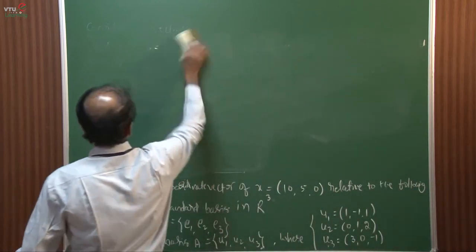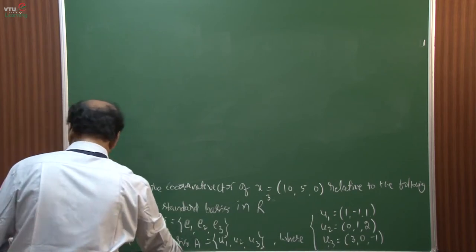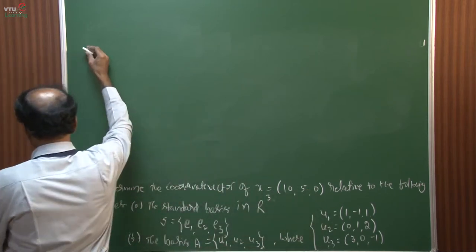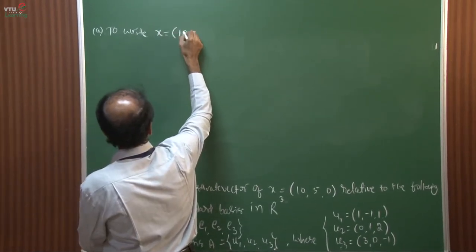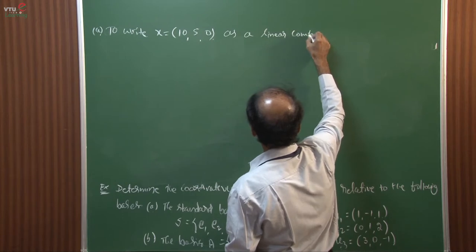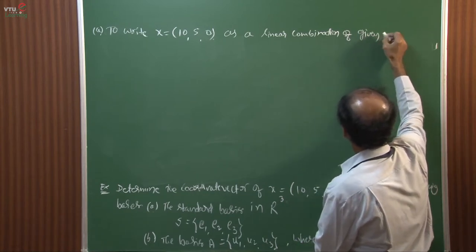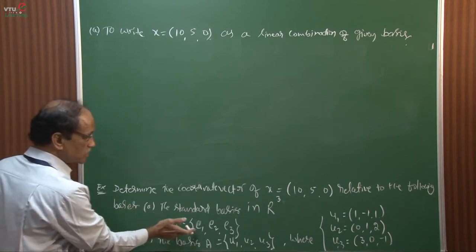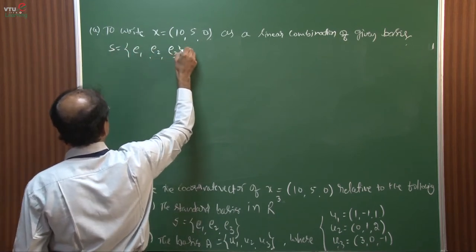The first question can be answered by writing the linear combination for the given basis, that is in terms of e1, e2, e3. Therefore, we can write the given x values as 10, 5 and 0. To answer the first question, write x equal to (10, 5, 0) as a linear combination of the given basis. The given basis means e1, e2 and e3. That is given in the first question: S is equal to e1, e2, e3.